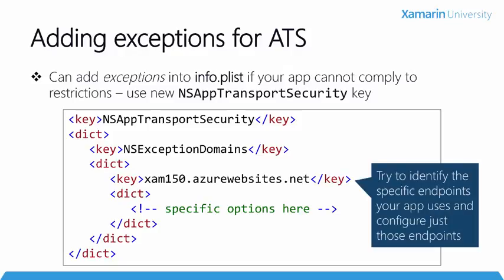This is done through a new key in your Info.plist called NSAppTransportSecurity. It has a dictionary child with various option keys that you can add, and the most important one is the NSExceptionDomains key. This also has a dictionary child which has one or more endpoint targets that you want to configure for ATS. The best practice here is to identify the specific endpoints that you need to communicate with and then add them into this list. Each one is listed as a key with a dictionary set of property options.